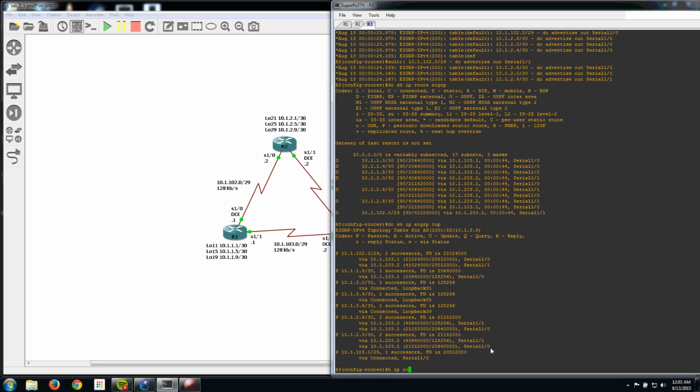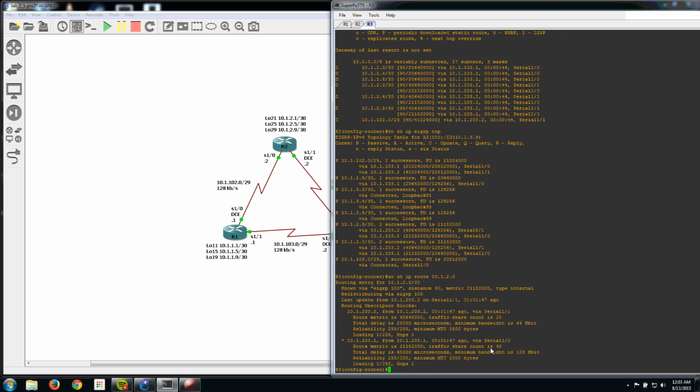Let's do a show IP route 10.1.2.0. What we're looking at is, let's see, we have 10.1.23.2. We have our route metrics of 4064000, then we have a route metric of 2111520. Share count is 48.